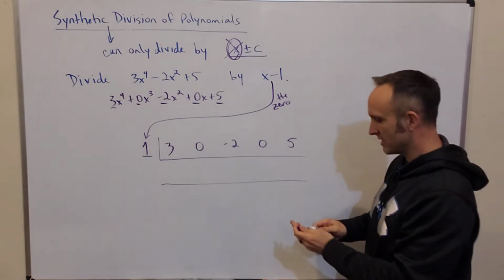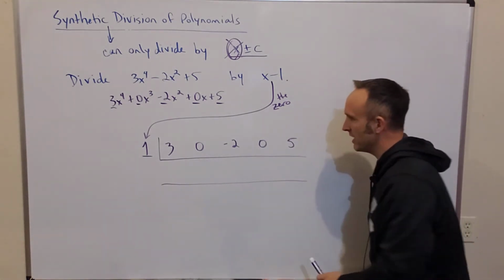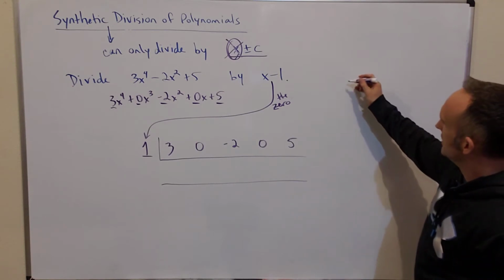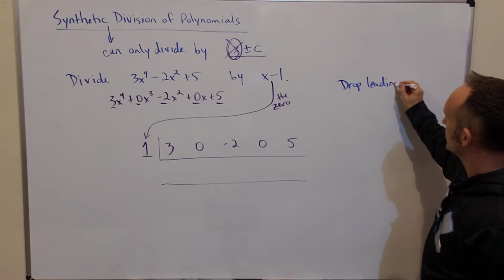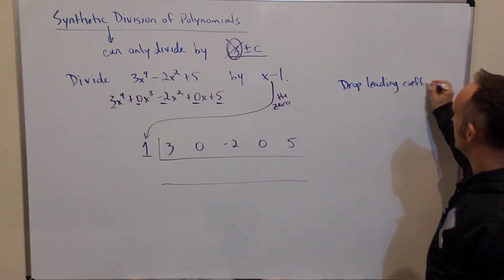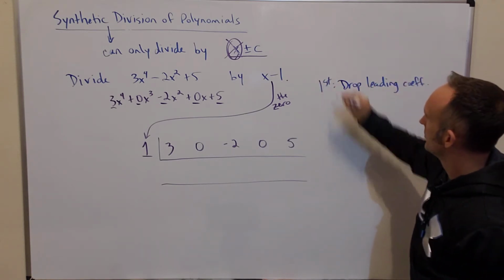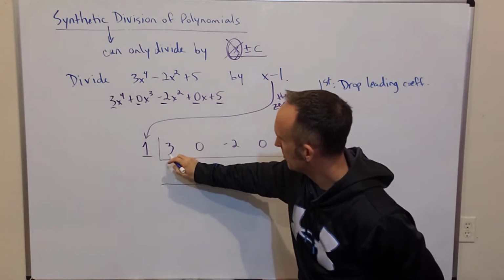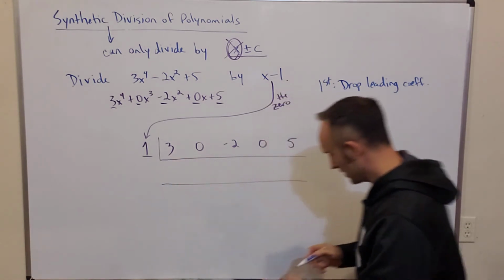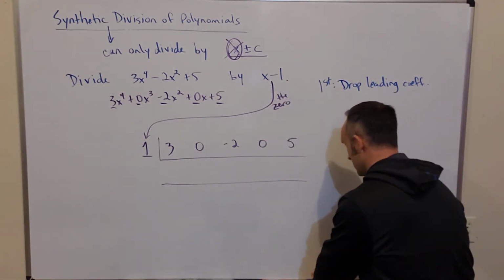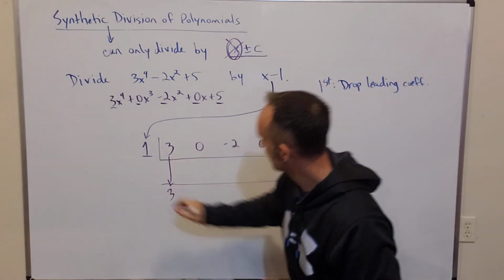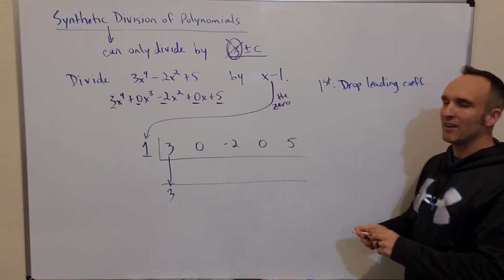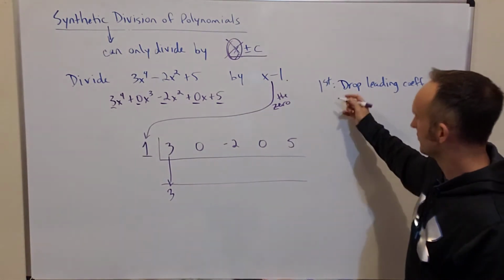Okay, so the process for doing synthetic division, let's jump into it now. The first thing you do is you drop the leading coefficient. So that means I'm going to drop my 3. I'm going to drop my 3 here to the bottom row. That's going to be the first part of my answer. And then after that, you repeat a process.